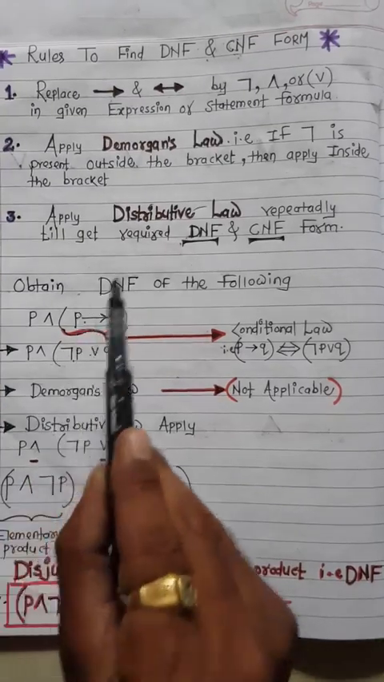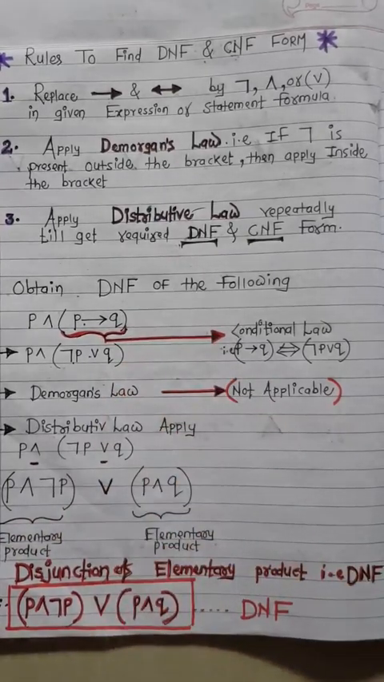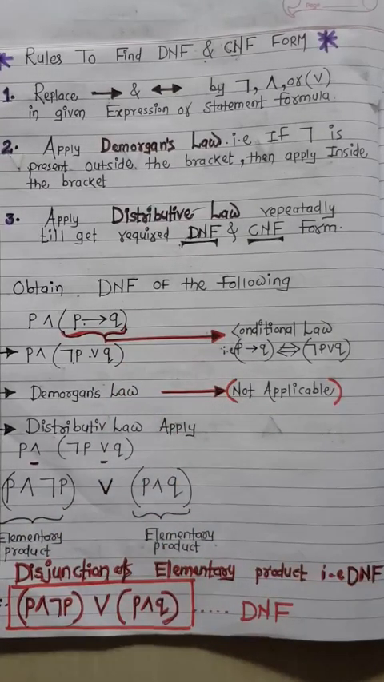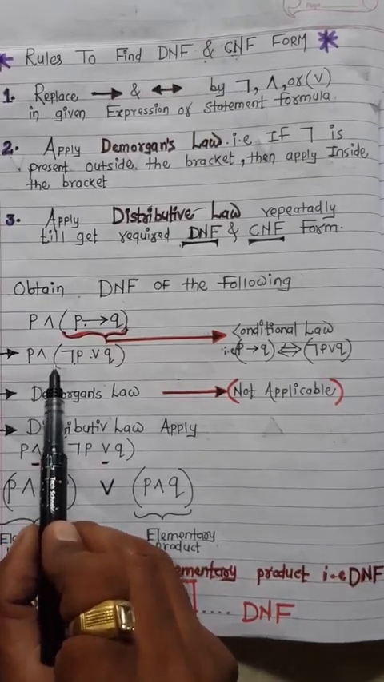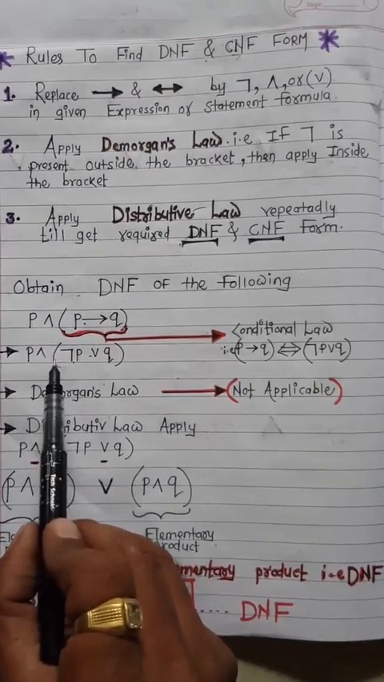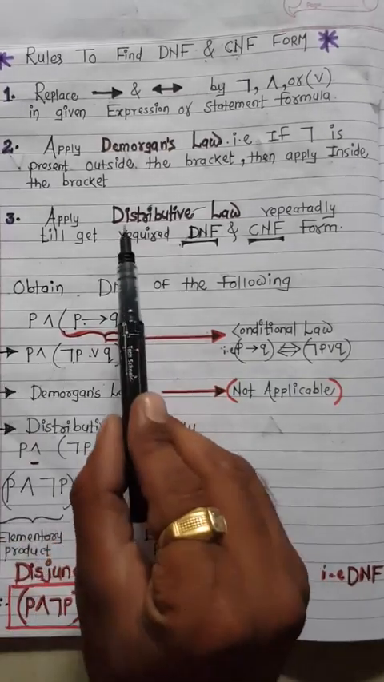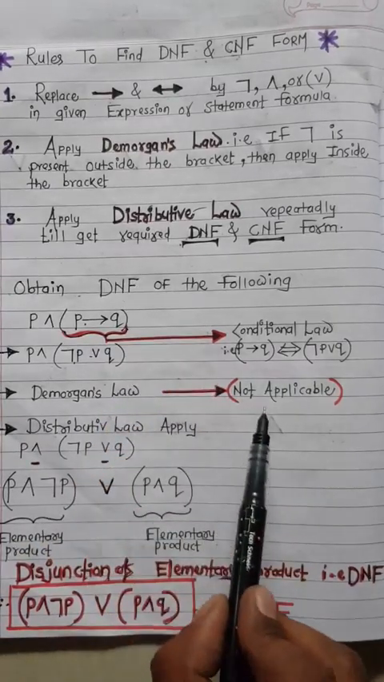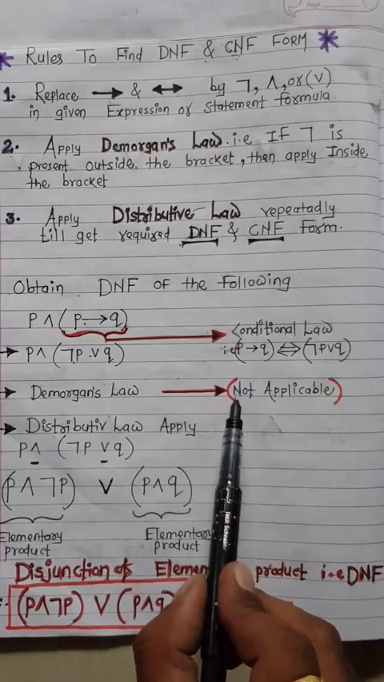Now what is the second step? Apply De Morgan's law. Now see here, De Morgan's law means what? Here we have to check if a negation sign is present outside the bracket or not. If it is present outside the bracket, then you take it inside the bracket. That rule simplifies like this way. Now see here, after applying the first step, a negation sign is not present outside the bracket, so we are not applying the second step. Then also we are not getting the required DNF form. Then go ahead with the third step. By applying the second step, De Morgan's law is not applicable over here, so we are moving towards the third step.